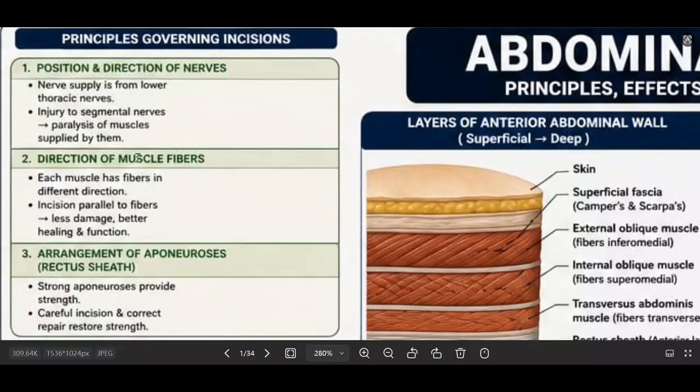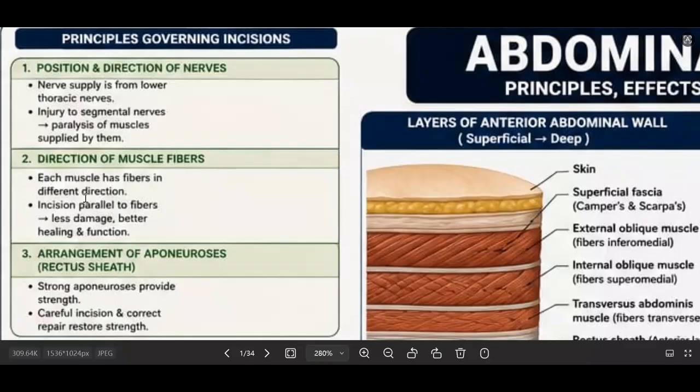Now the second factor is the direction of the muscle fibers. Now we all know that each abdominal muscle has fibers running in different directions. For example, the external oblique has fibers running inferomedially, that means downward and medially. The fibers of internal oblique, we already studied, are running supramedially, that means upward and medially. The fibers of the transversus abdominis are transverse. And the rectus abdominis is a vertical muscle and its fibers are also vertical.